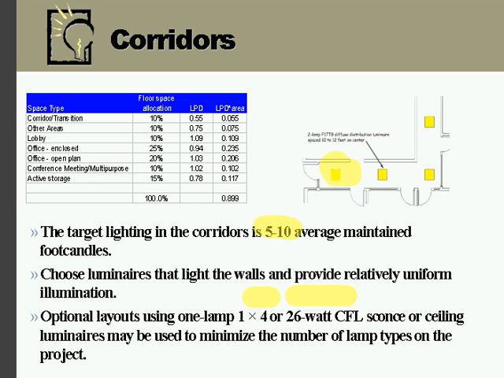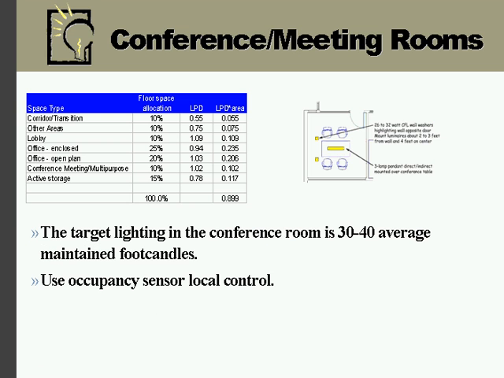What we want to do, very important in a corridor situation, is light walls. We don't need to light the floor. The light will get to the floor. We need to get light on the walls so again that the space doesn't feel like a cave.